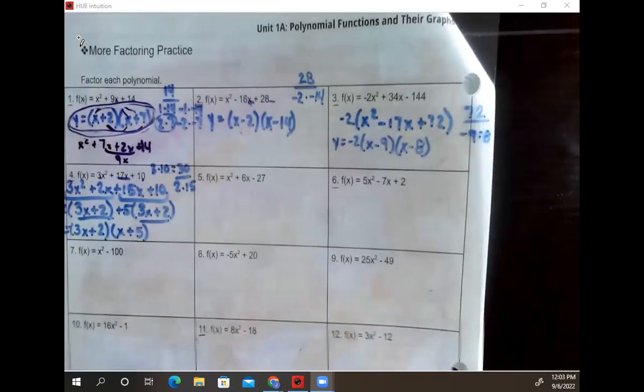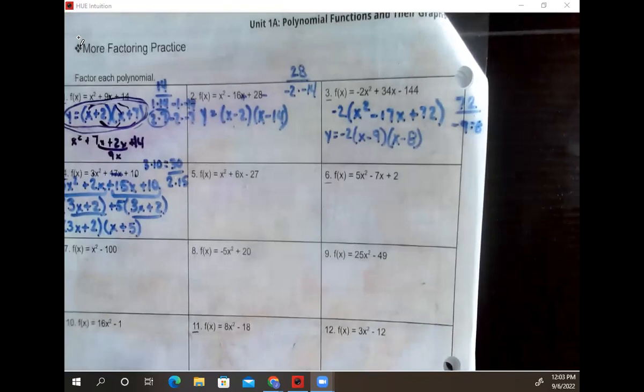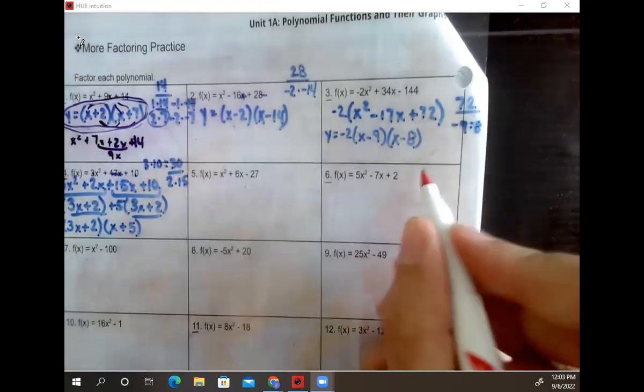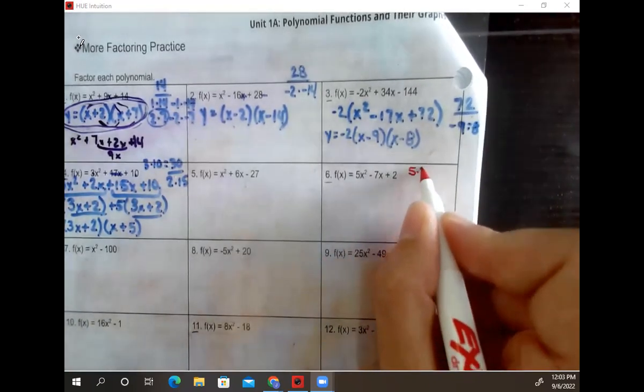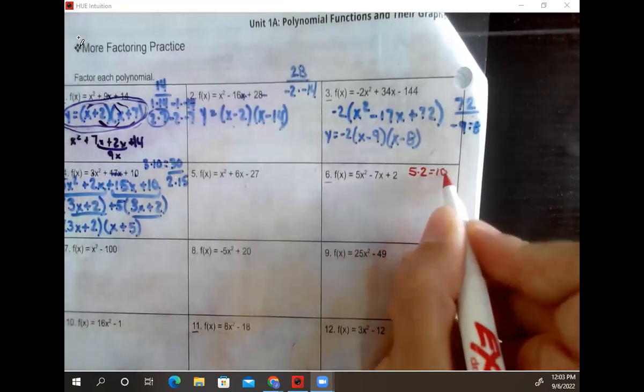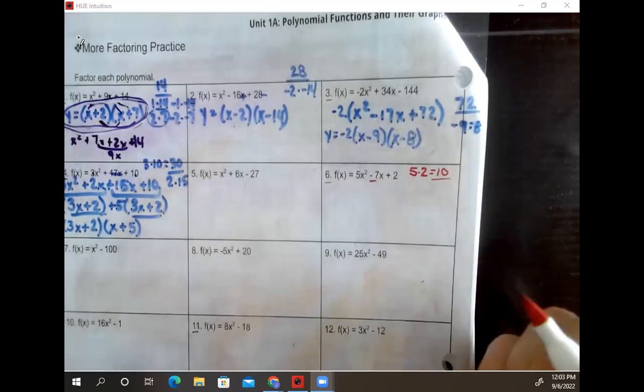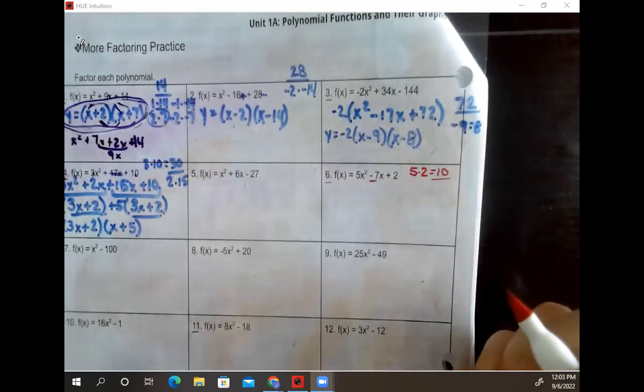Let's take a look at number 6. Number 6, same idea. Start by looking for a GCF. So do I have a GCF here for number 6? For greatest common factor? No. So since my lead coefficient is not 1, I'm going to use AC method. So 5 times 2 gives me 10. And I want factors of 10 that would add to negative 7. Factors of 10 that add to negative 7.